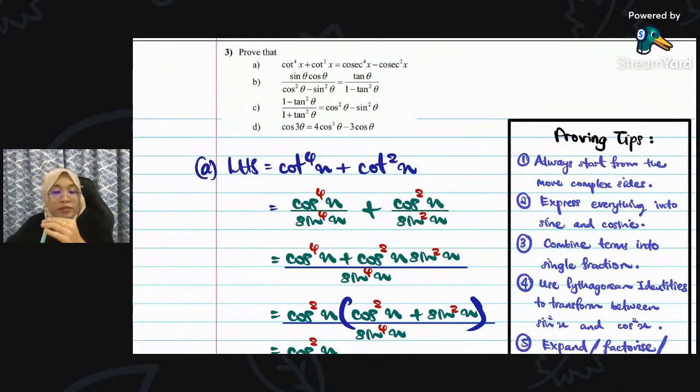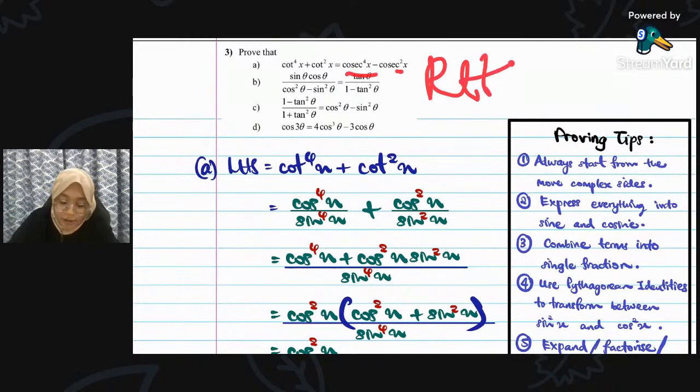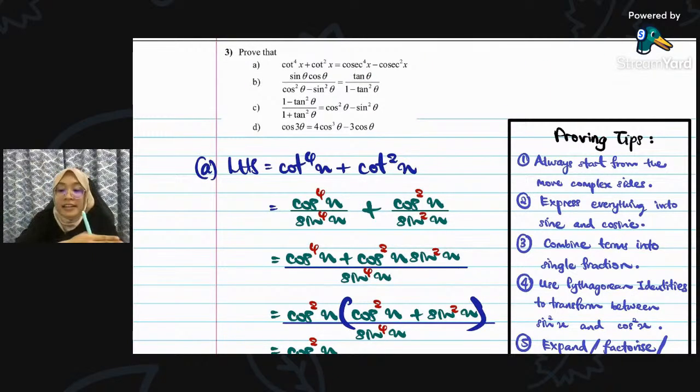So I believe many of you would like to know a lot more about proving. Okay, so I'll go with proving part number 1. Question 3, part A. So I start from left-hand side by using cotangent to the power 4 plus cotangent squared. Kenapa saya start dengan cotangent bukan dengan cosecant? Sebenarnya saya boleh juga start dengan cosecant kalau saya nak. Pun saya dapat proof kan dia.